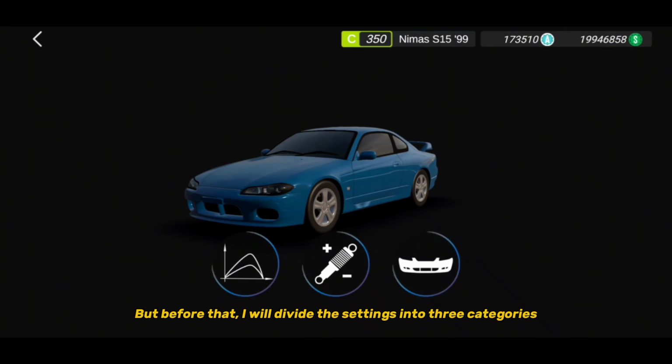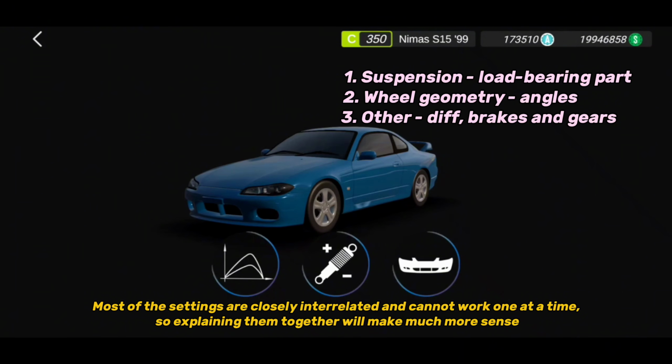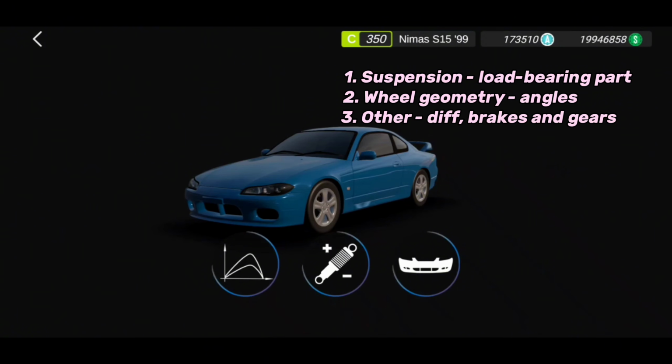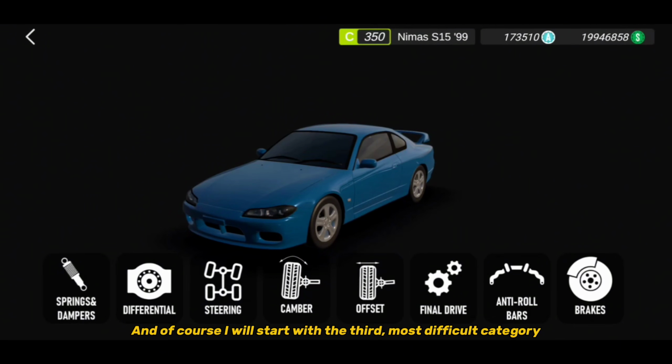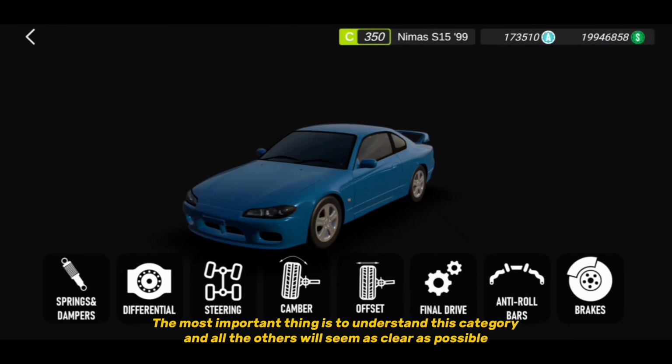But before that, I will divide the settings into 3 categories. Most of the settings are closely interrelated and cannot work one at a time, so explaining them together will make much more sense. And of course, I will start with the third, most difficult category. The most important thing is to understand this category, and all the others will seem as clear as possible.